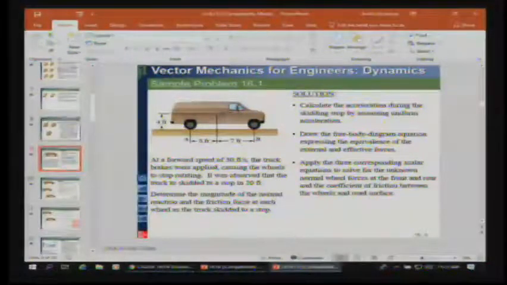Okay, that means that we have some sort of an acceleration. If the truck is moving forward, which we hope it is, because if it's going 30 feet per second backward, that's a trick in and of itself. But we're going to come to a stop in 20 feet, and we want to find the normal reaction and the friction force at the wheels.